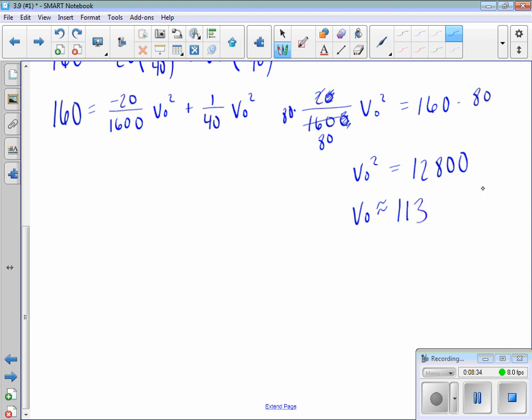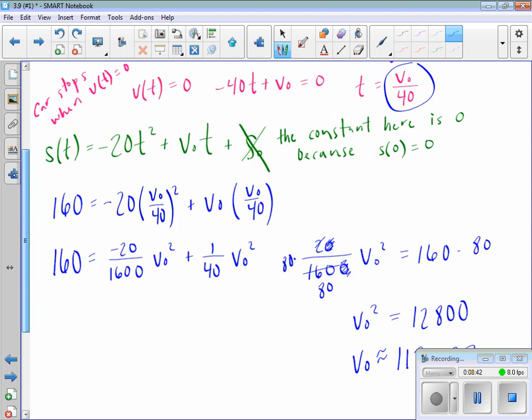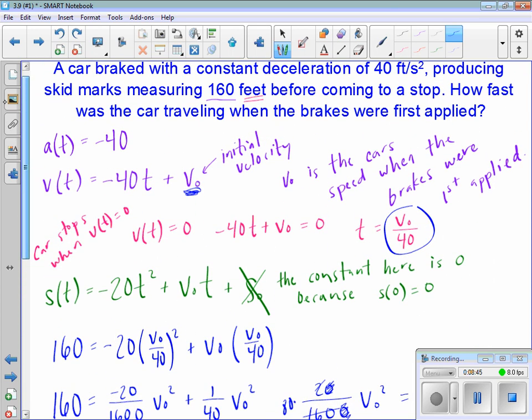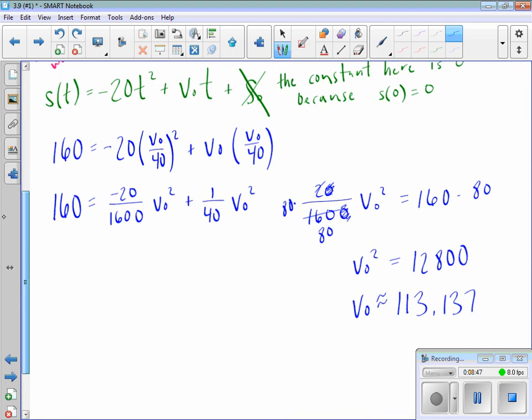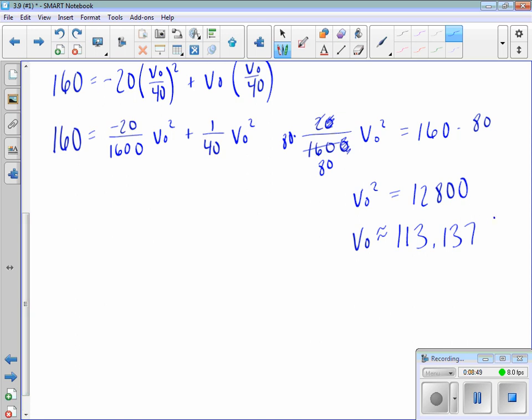I don't have my calculator. 0.137. And then what would be the label on that? Feet per second, right? It was how fast when they were first applied. So this would be in our feet per second.